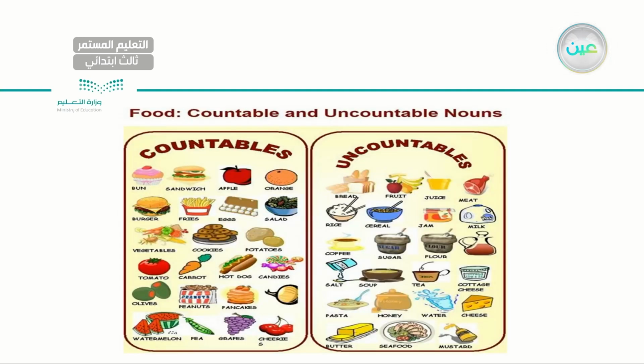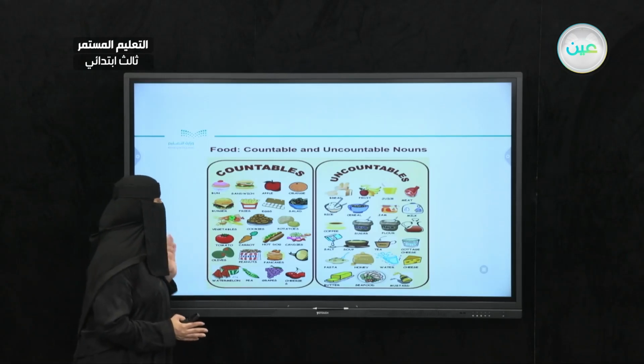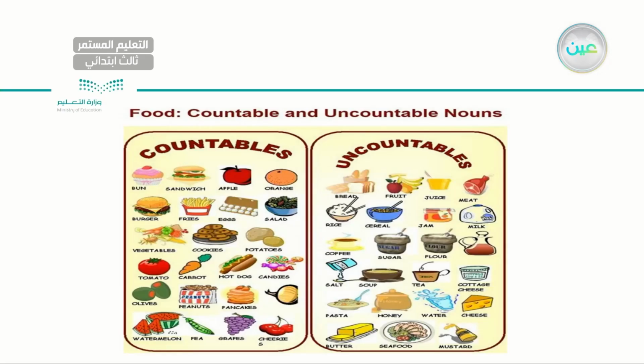Okay, now here we can have more examples. Let's focus on the uncountable nouns. I can see cheese, butter, mustard, sugar, rice, cereal, juice, salt, soup, tea. All these are uncountable nouns. You cannot count them. But for the countable nouns, I can see a burger, fries, eggs, apples, oranges, carrots, tomatoes, olives, peas, grapes, cherries, pancakes.